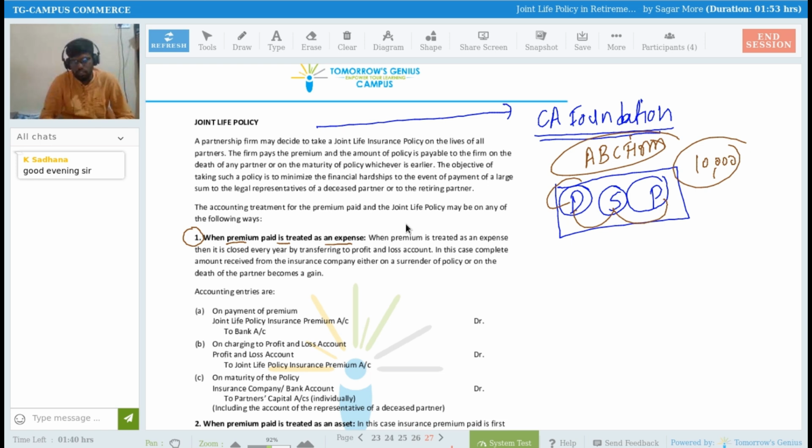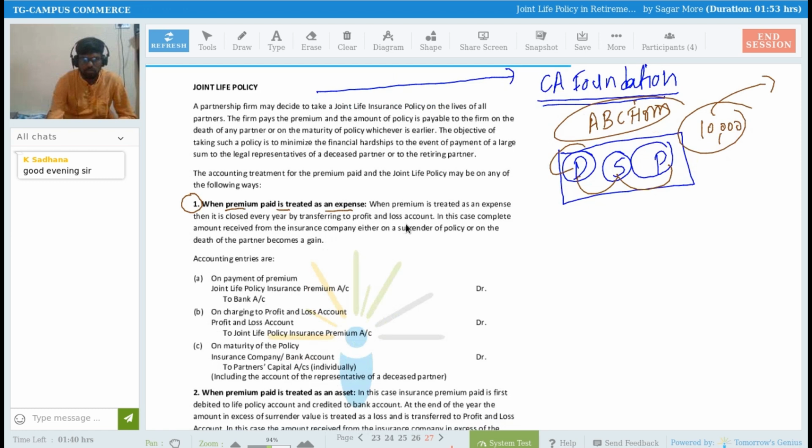So the first accounting way is for the 10,000 that you are paying, right? You are paying from your business money only. So the 10,000 rupees that you are paying through your business on the lives of partners D, S and P, you can consider that payment as an expense, right? If you consider that payment as an expense, then which accounting entries we have to pass, that we have to see one by one.